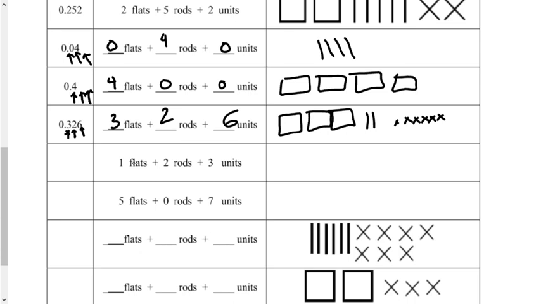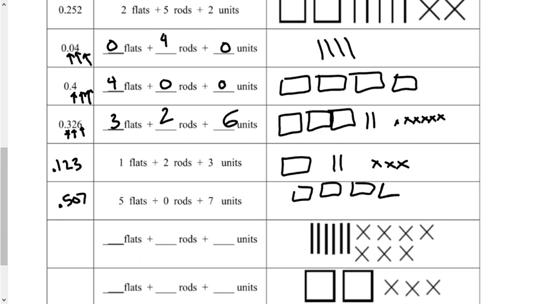Okay, when we look at this, 1 flat, 2 rods, 3 units, and then that would just be point 1, 2, 3, because it goes flats, rods, units, tenths, hundredths, thousandths, right? 5 flats, 0 rods, 7 units would be 0.507. That's 5 flats, 0 rods, 7 units. There we go.